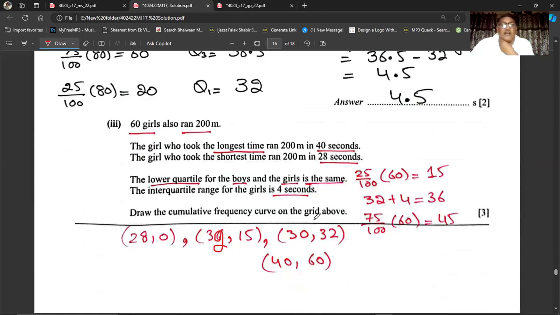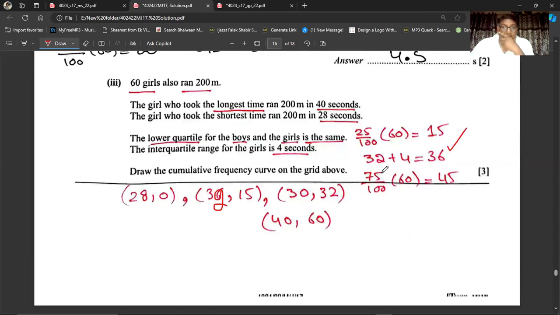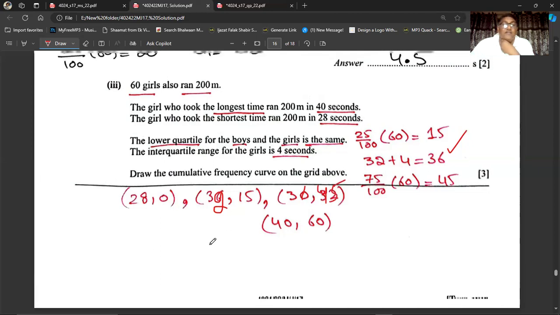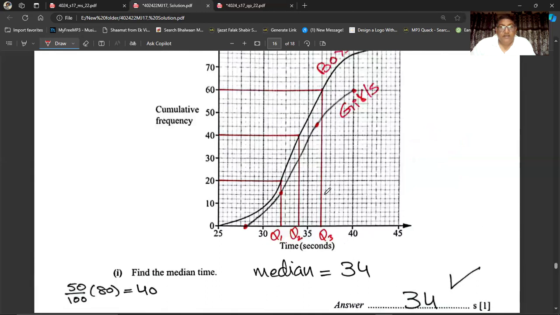Okay, then the interquartile range is 4, and the lower quartile is 32. To the 32, I will add the interquartile range and I will get the upper quartile. So the upper quartile will be at 75%, that is 45. So it will be 36 comma 45. This is 36 comma 45, so I put this dot. Then I join these dots with each other. So this is the cumulative frequency curve for the girls.